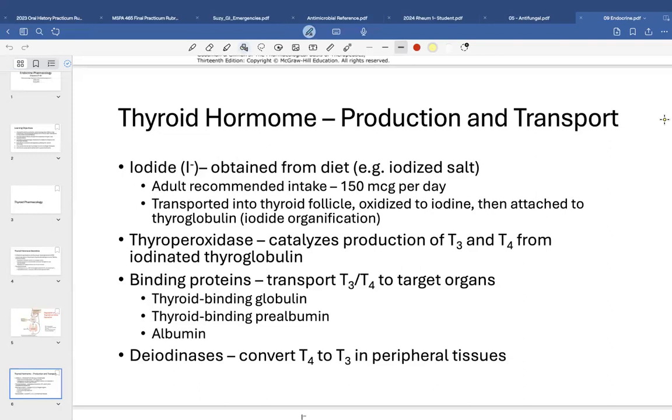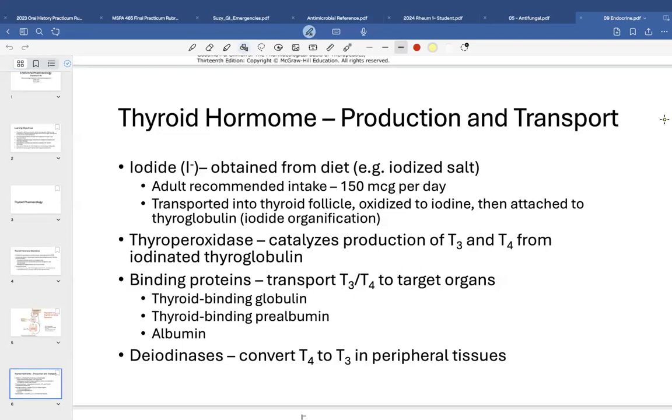Then you also have thyroperoxidase. So basically, thyroid hormone, in its simplest explanation, takes tyrosine, which is an amino acid that makes up the thyroglobulin, and adds iodide to it. And that's really what thyroid hormone is. So thyroid peroxidase helps that process.